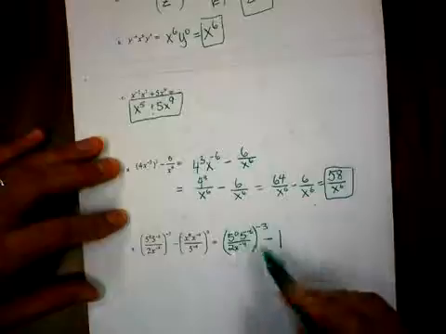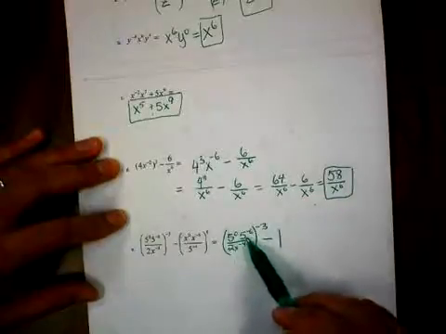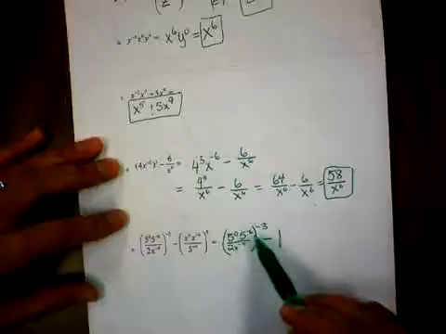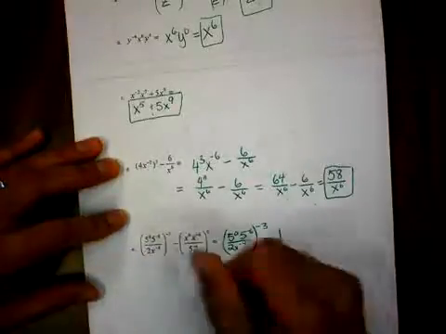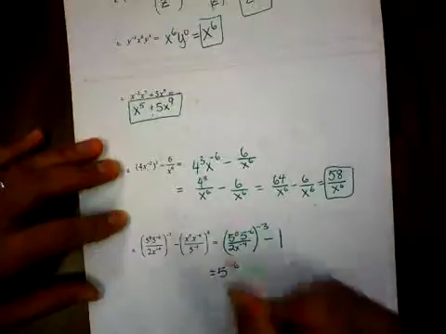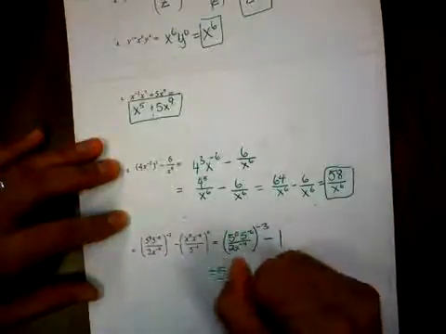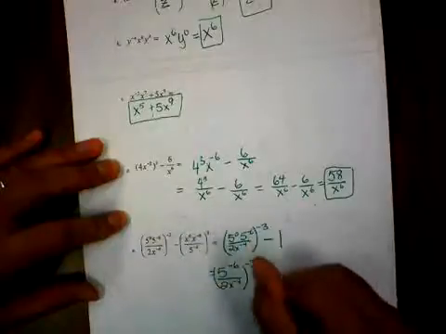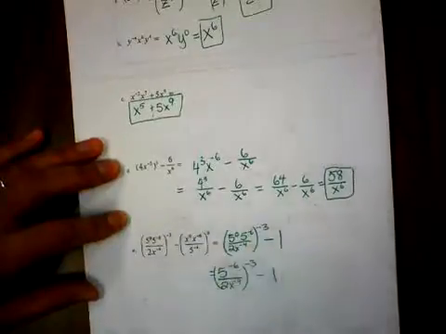So now, again, a few things you can do in here. Notice I have a common base here, base 5, so I can add my exponents. So I have 5 to the -6th over 2x to the -4th, all raised to the -3rd minus 1.